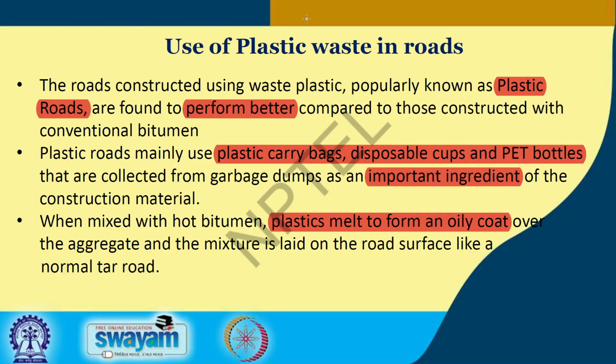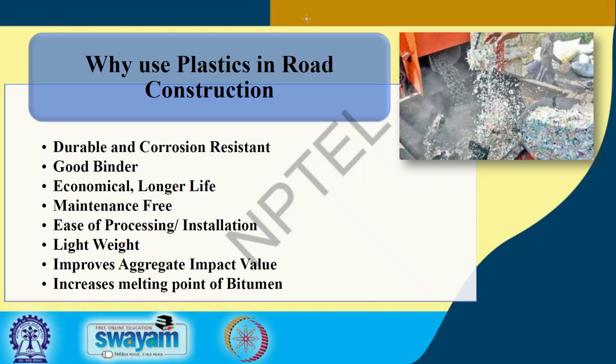When mixed with hot bitumen, plastic melts to form an oily coat over the aggregate. Here you can see it has high durability, is corrosion resistant, a good binder, economical, and has a longer life, because instead of bitumen you can use plastic, which again reduces the cost. Waste is being utilized in the construction material. Then ease of processing, installation, lightweight, it improves the aggregate impact value and increases the melting point of the bitumen.